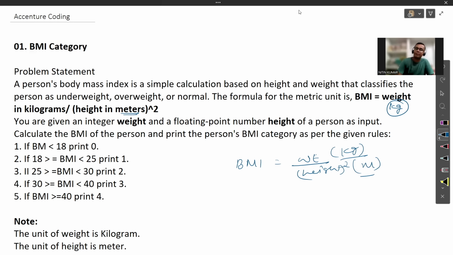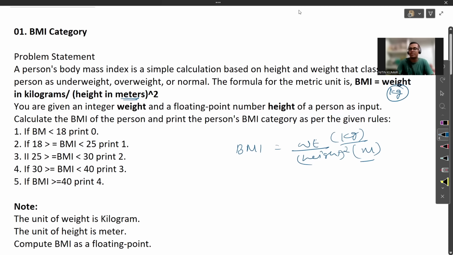Now what do we have to calculate? We have to calculate the BMI of the person based on the data and print the person's BMI category as per the given rule. We have to suggest in which category this person lies, and we decide using the following rules. You can see, these are the rules.